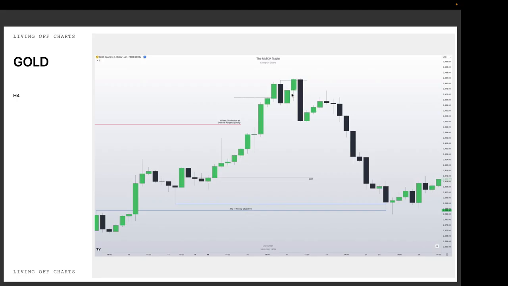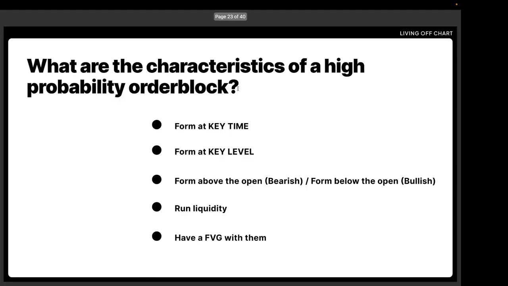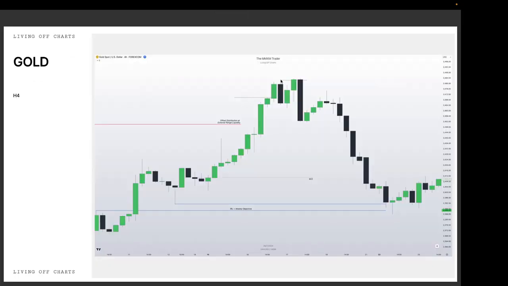The reason for that is this is not a high probability order block, whereas this is. So now what makes a high probability order block? They form at a key time. A change in the state of delivery does not happen until a key time. This candle right here, where the high would form, is the 10 p.m. candle in Asia. This is not significant for a USD based pair. This candle right here is 10 a.m., so this is the New York session. This is a key time where the delivery changes from bullish to bearish.